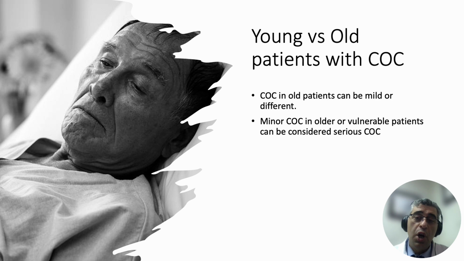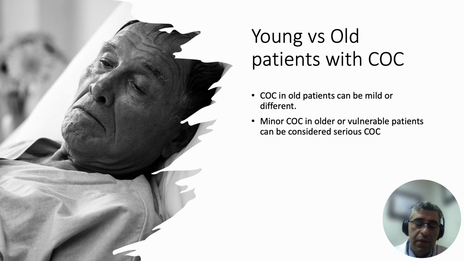When it comes to the young population versus the old population, it is very important to understand the change of condition can be extremely different. A change of condition in somebody who's old can look very mild or very different, but in reality the change of condition is extreme. And this is so important. A minor change of condition in the older adult, vulnerable population can be a serious change of condition. Let me tell you some examples.